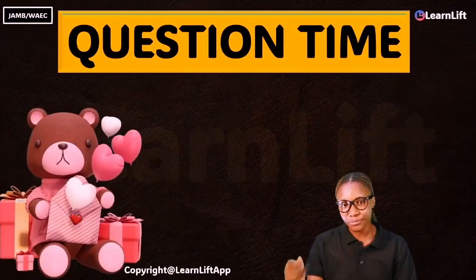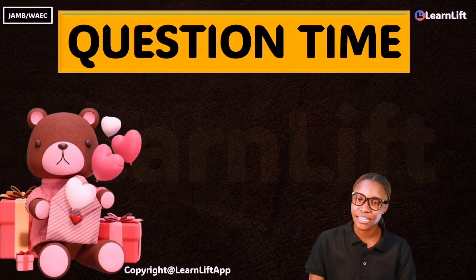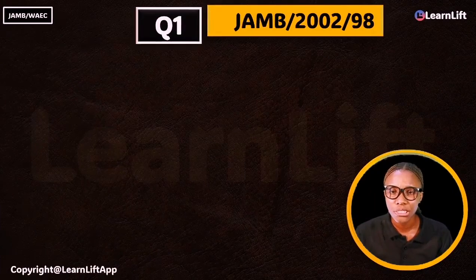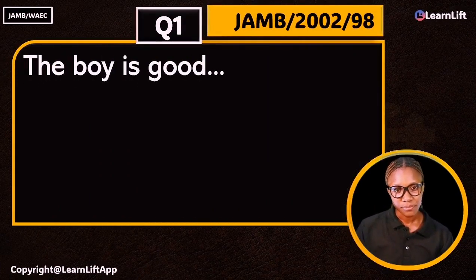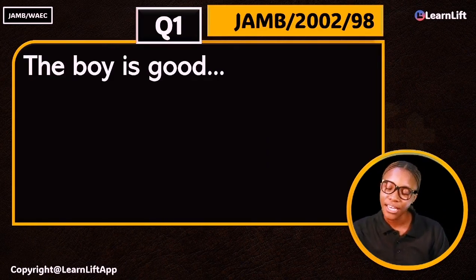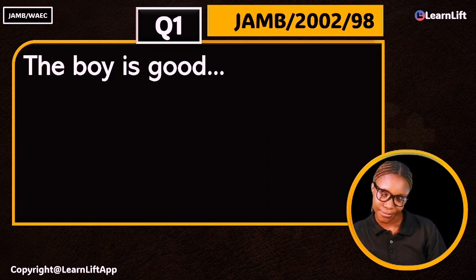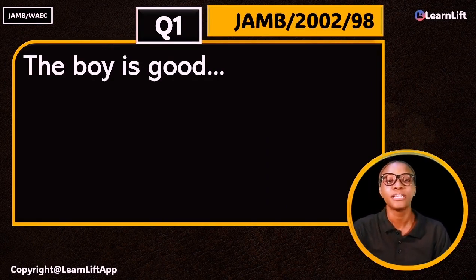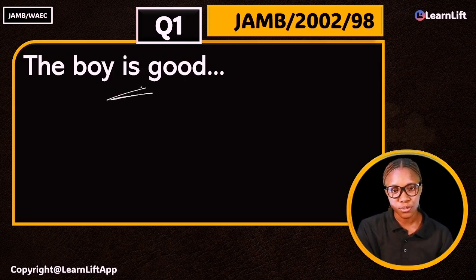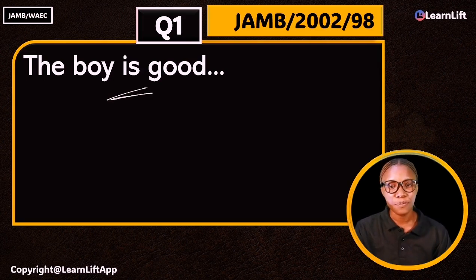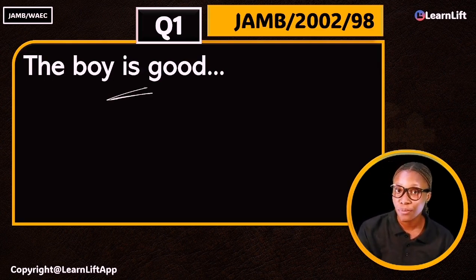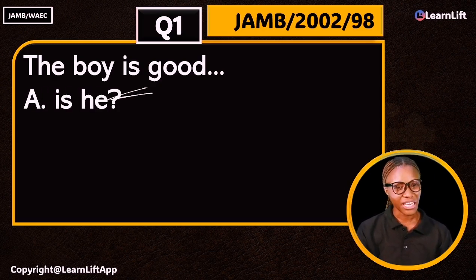All right, if you understand or if you've been following the class, let's try some questions. Now, this question is taken from JAMB 2002, number 98. The question states, the boy is good. Now, is this a positive statement or a negative one? Right, it's a positive statement because it doesn't contain the use of not. What we just have is what? The boy is good. Okay, so now this is a positive statement. What should be the question tag? A negative question tag. All right, so we have option A, is he?